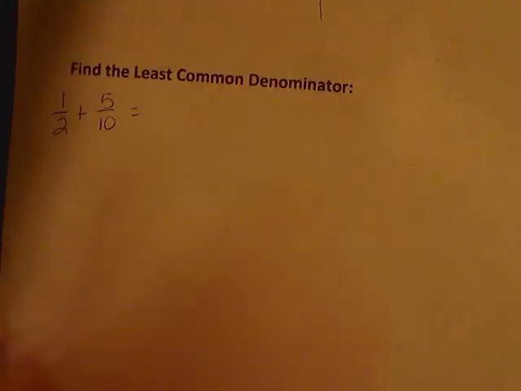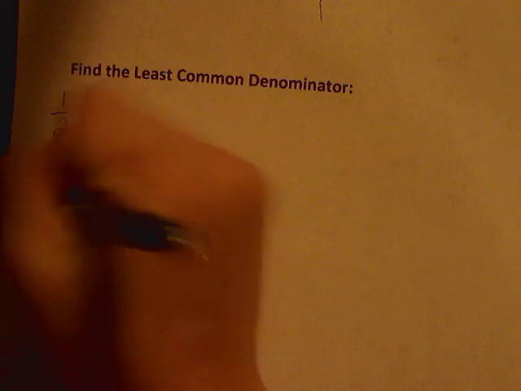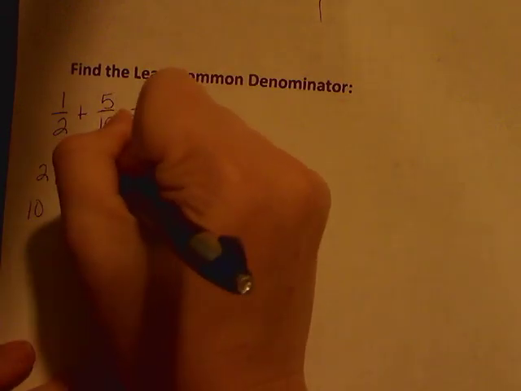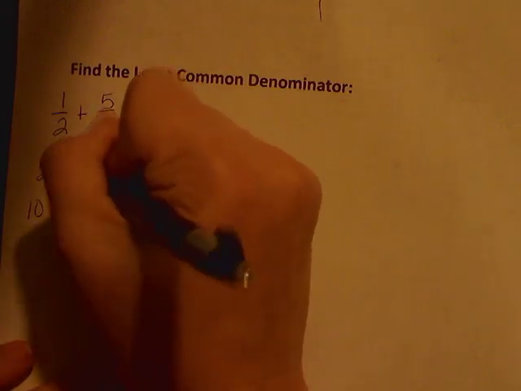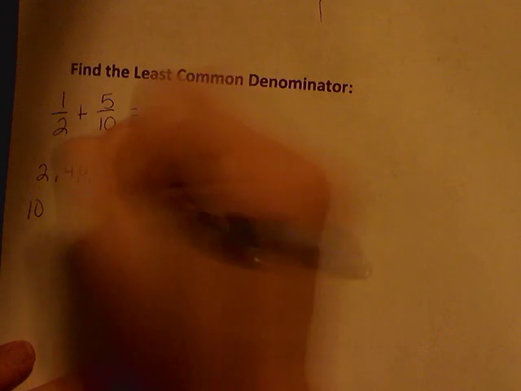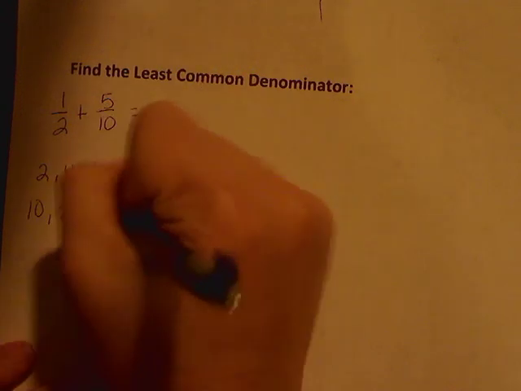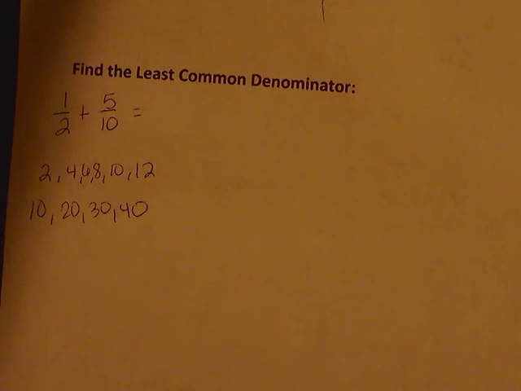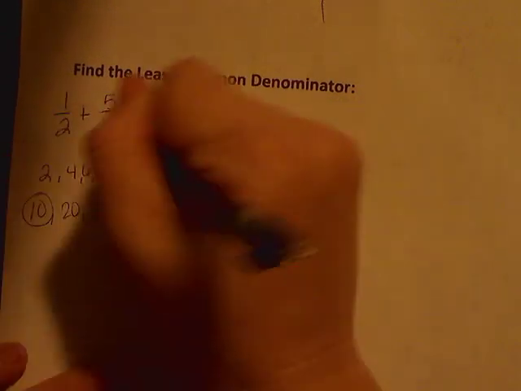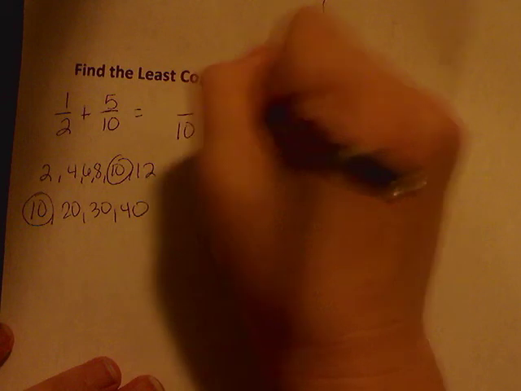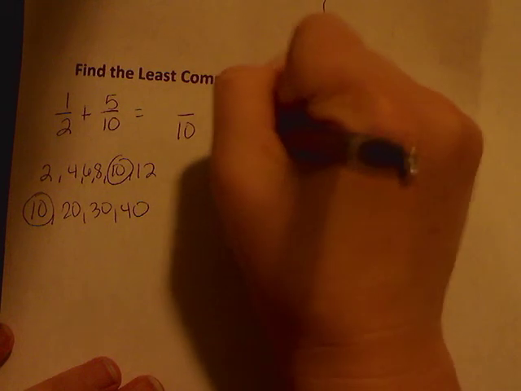So if I have 1/2 plus 5/10, I need to find the least common denominator for 2 and 10. So what you do is you list out all the multiples, oops, I missed a 6, of 2 and 10. Okay, and so it goes 10, 20, 30, 40. You just have to list out a couple, and you can already see that 10 and 2 share 10 in common. So that means our new fraction denominators is going to be 10.